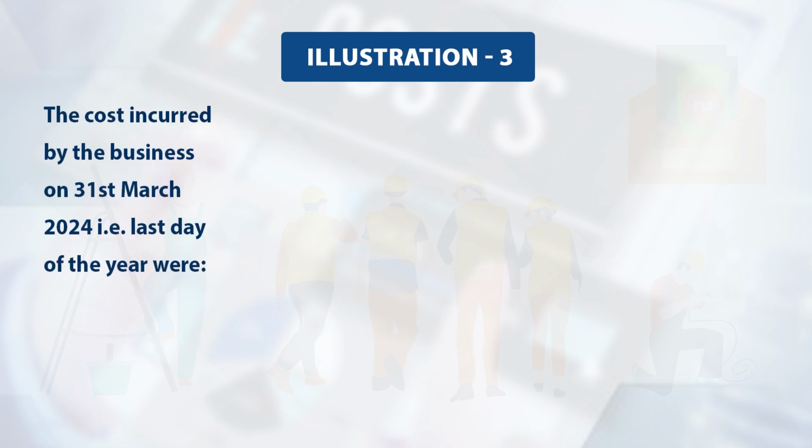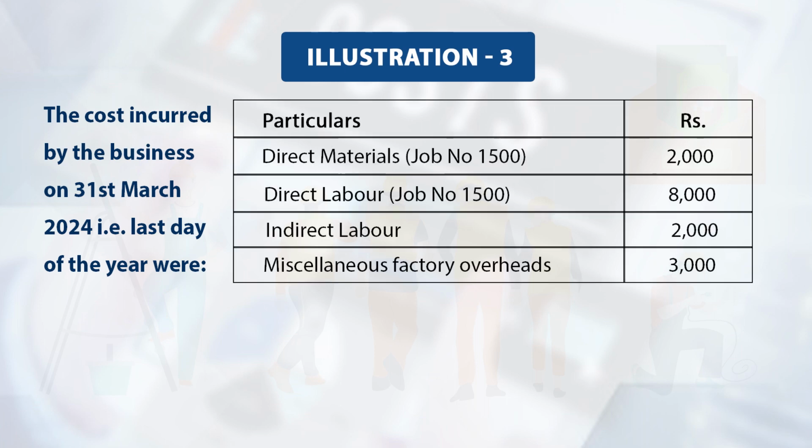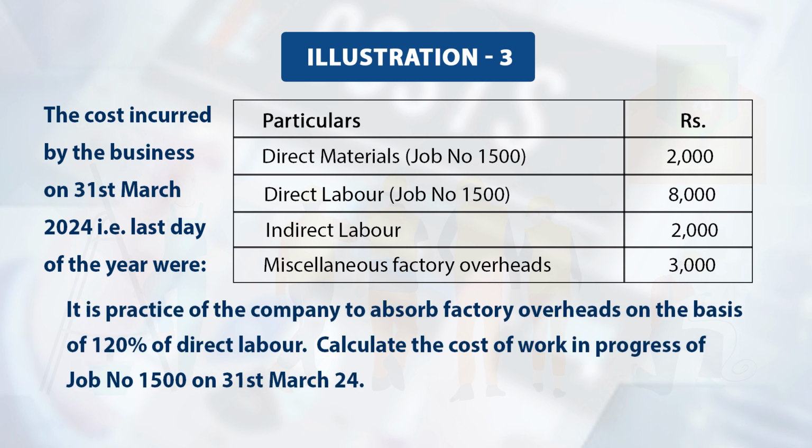The costs incurred by the businesses on 31st March 2024, that is last day of the year, were direct material for job number 1500 rupees 2000, direct labor job number 1500 8,000, indirect labor rupees 2000, miscellaneous factory overhead rupees 3000. It is practice of the company to absorb factory overheads on the basis of 120% of direct labor. Calculate the cost of work in progress for job number 1500 on 31st March 24.